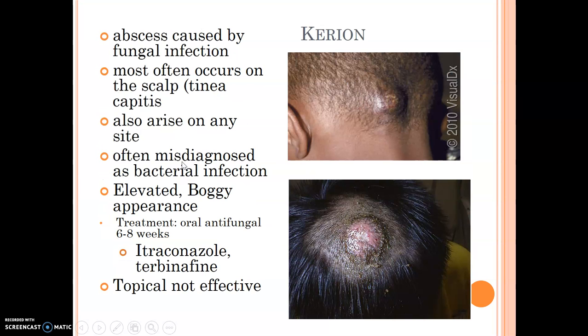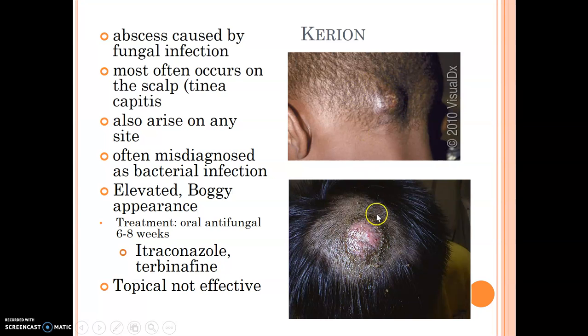Okay, so we continue our presentation with kerion. What is kerion? Kerion is an abscess caused by fungal infection. Most often it occurs on the scalp, but it can also occur in other sites. And it is often misdiagnosed as bacterial infection. So the feature is usually an elevated boggy appearance with a history of tinea capitis.